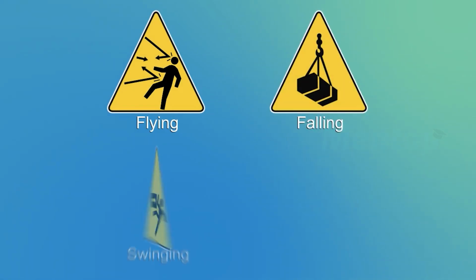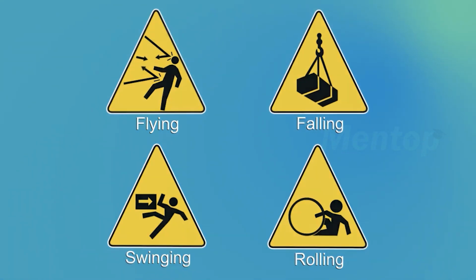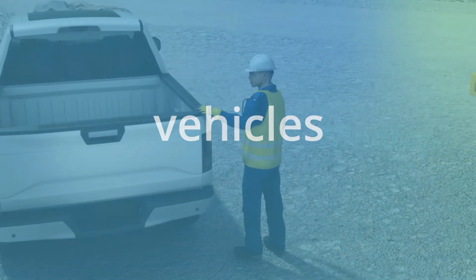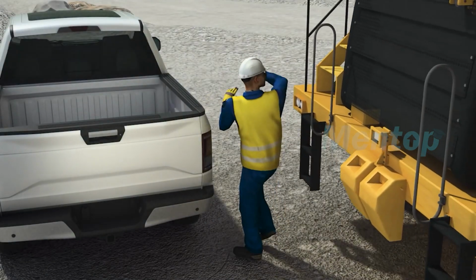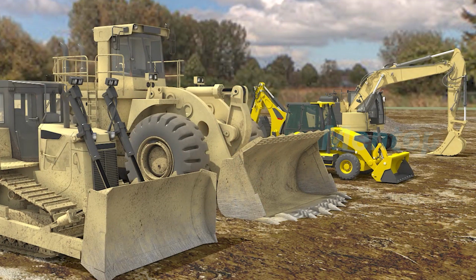Struck by incidents are caused by flying, falling, swinging, or rolling objects. The most common struck by injuries and fatalities are caused by the following hazards. Vehicles. More than half the reported struck by fatalities involve heavy equipment such as trucks, cranes, backhoes, or skid steers. These powered vehicles can generate a lot of energy and speed and are very hazardous.